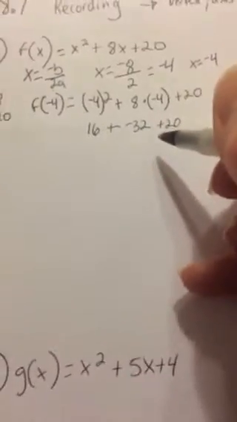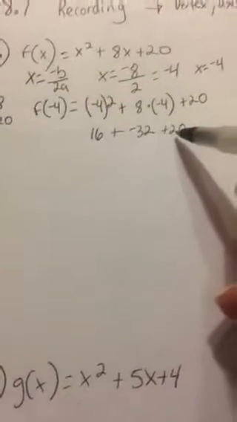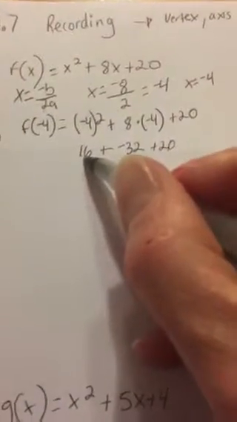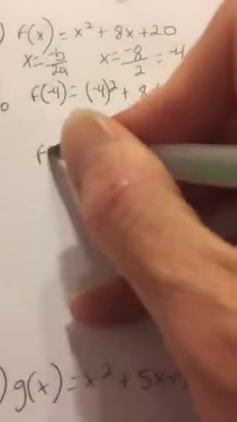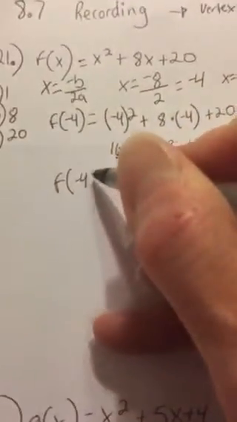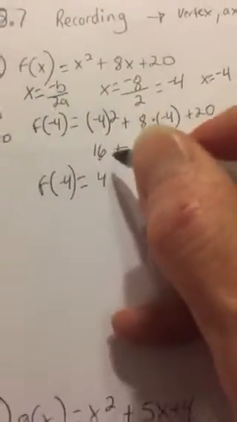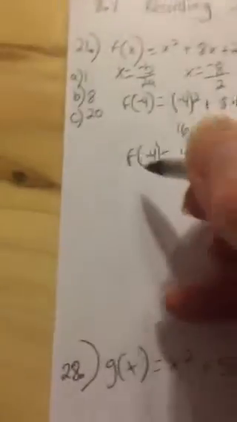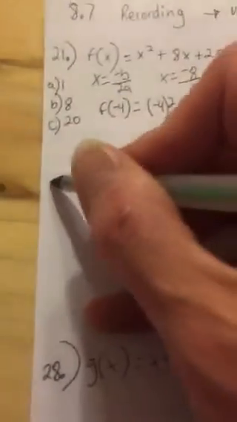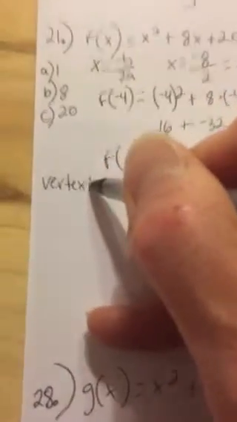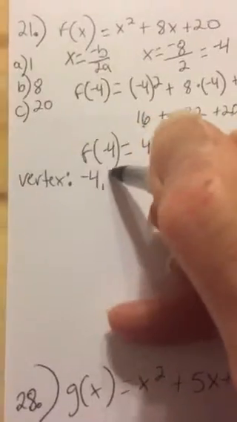And when you combine them all, what you're going to end up with is you have your 20 and your 16, that's 36 positive, negative 32. So f of negative 4 equals a positive 4 because the 36 was positive. Or you could think about it as y being 4. So really your vertex is going to be at the point negative 4, positive 4.